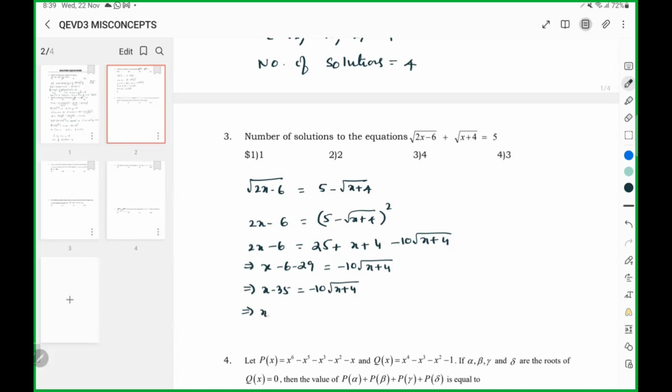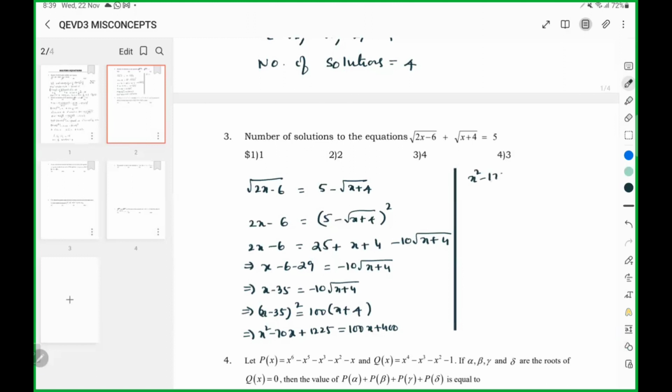Again squaring: 100 into x plus 4. x minus 35 whole square is x square minus 70x plus 1225, equal to 100x plus 400. So x square minus 170x plus 1225 minus 400, so what you get? 825 is equal to 0.